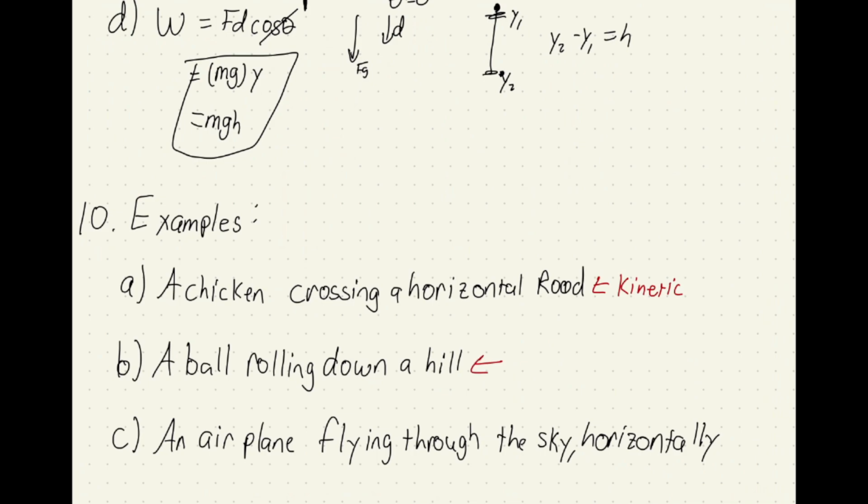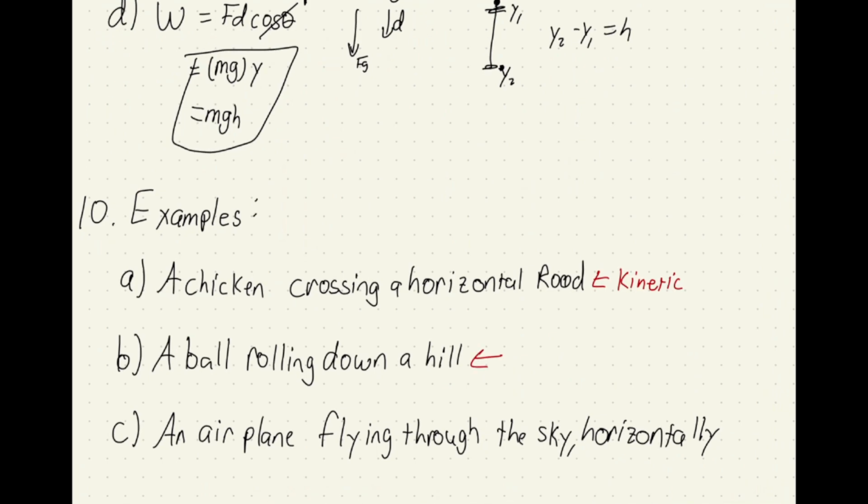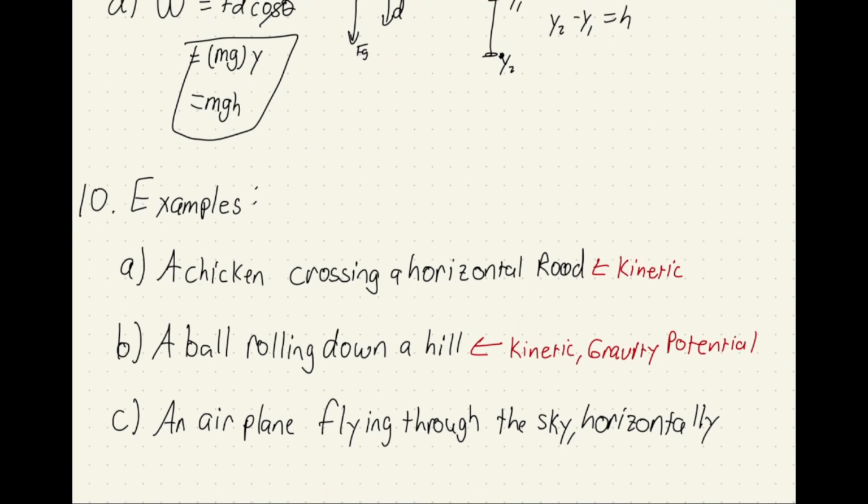Ball rolling down a hill. This ball is rolling, so it has a velocity, so there's kinetic energy. It's also at the top of a hill, and so there's going to be a gravity potential energy as well. No spring, so no spring potential. An airplane flying through the sky horizontally. This is similar to a chicken crossing a road, right? It's flying horizontally. We can say that position is y equals 0, and so we don't have a potential energy due to gravity. All we have is a kinetic energy.